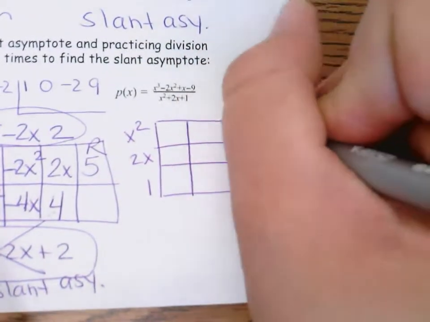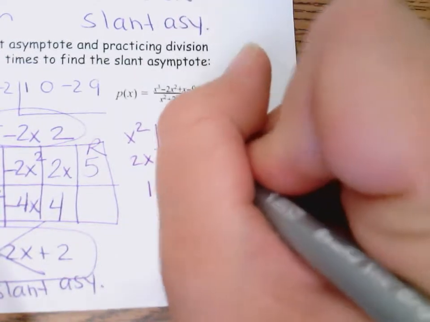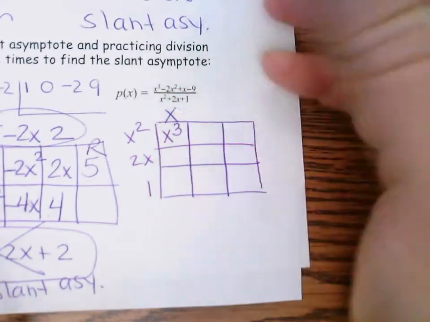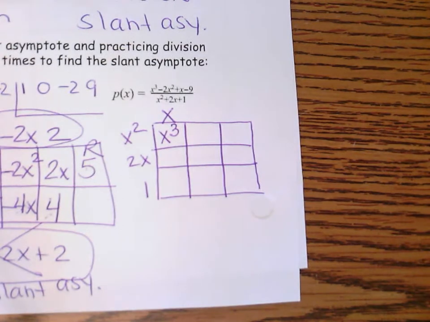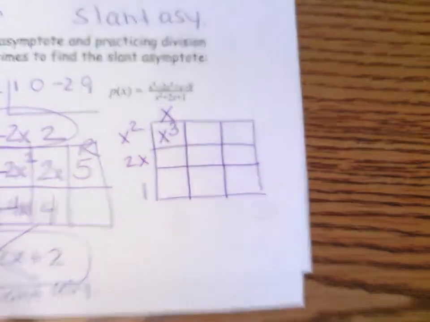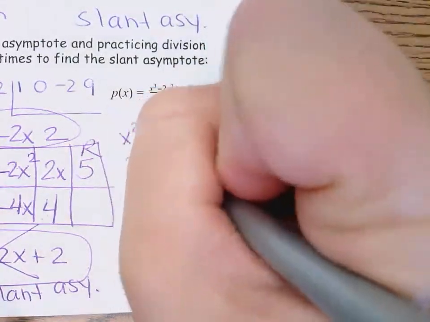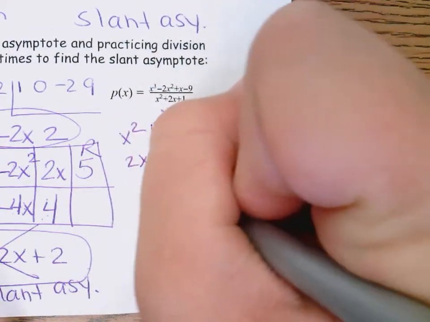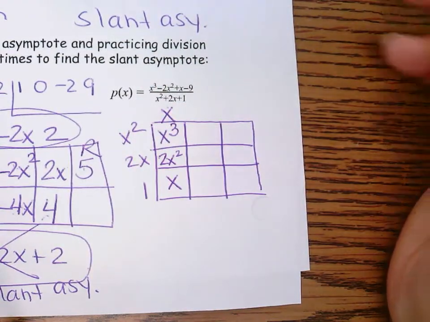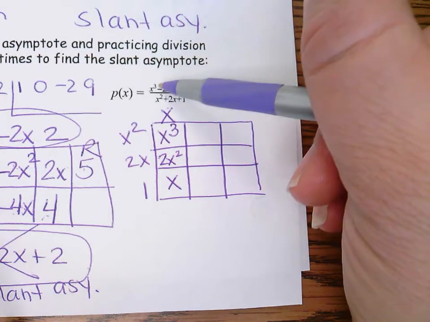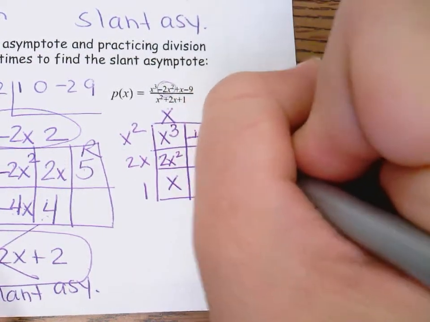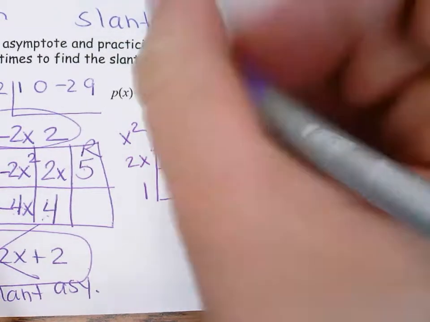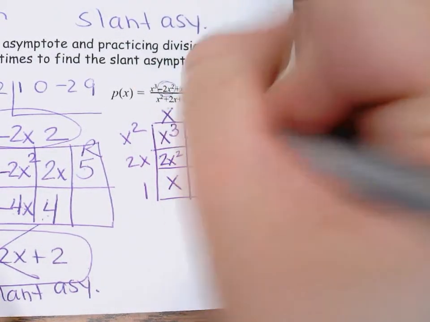So I'm trying to get x cubed here. So x goes up top. X times 2x is 2x squared. X times 1 is x. I'm trying to get how much? I'm trying to get negative 2x squared. So I need negative 4x squared to get there. So negative 4 goes up here.